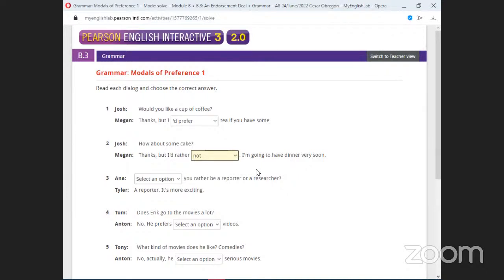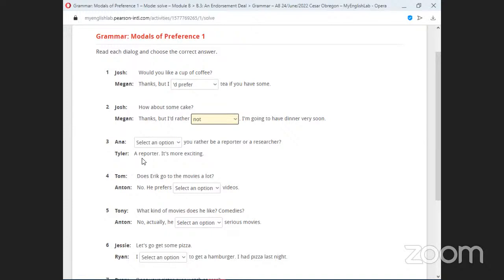Okay, I am going to have dinner very soon. Would you rather be a reporter or researcher? A reporter is more exciting.